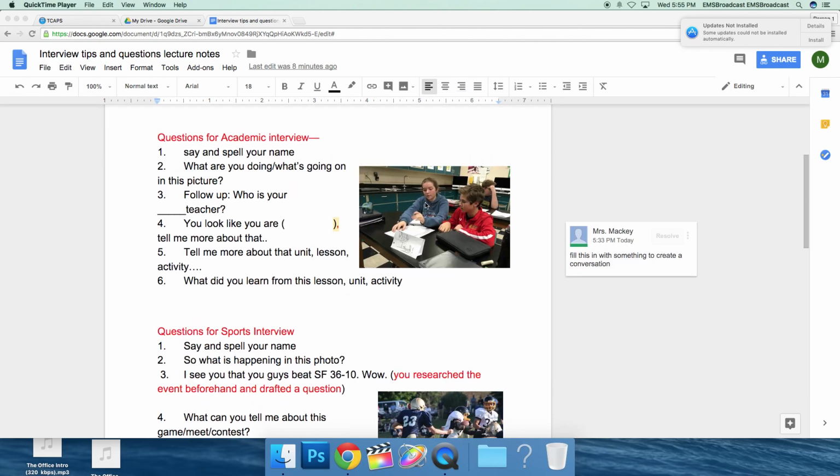So we're going to look at two scenarios here. One is questions for an academic interview. You can see we have a picture of two of my students from last year. I can tell you in the background, because I know what's going on, that they were doing research and preparing for a constitutional convention. But you might not know that. You can see that there's a sign there that says Rhode Island. You can see that they're discussing something. You know that it's a history or social studies class because you came in and shot it. But you need more information.